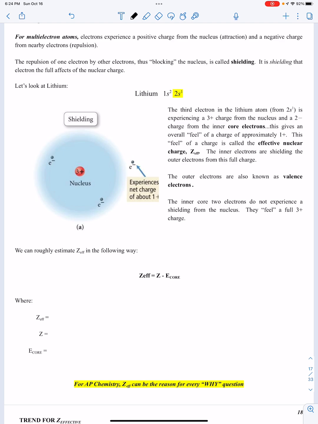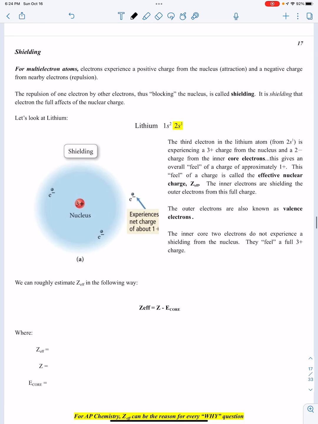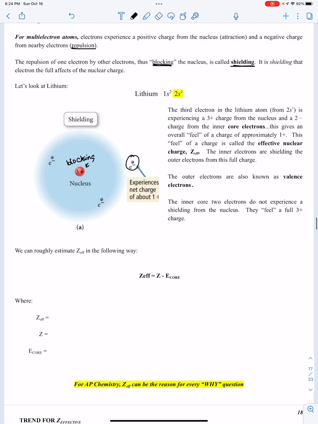So shielding, again, this is what's known as shielding. For multi-electron atoms, electrons experience a positive charge from the nucleus and a negative charge from nearby electrons. That's repulsion. The repulsion of one electron by other electrons, thus blocking, I call it blocking the nucleus, we call that shielding. So here is a lithium atom. There are 2 electrons that are kind of blocking the 3 plus on the inside, and then there's this 1 electron on the outside. It's saying it's experiencing a net charge of plus 1.